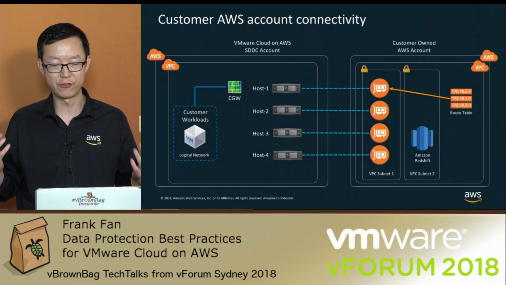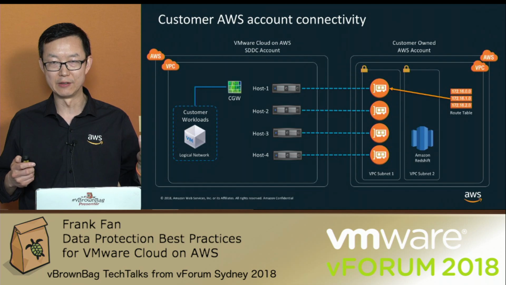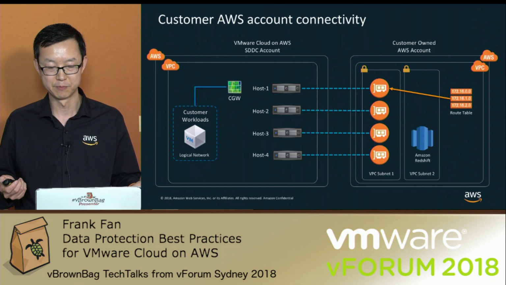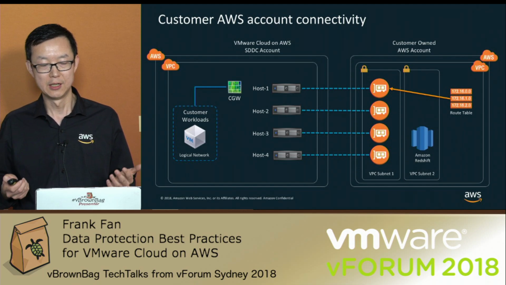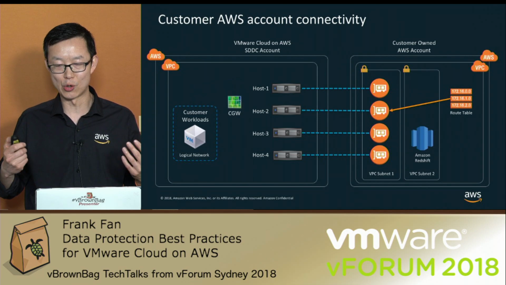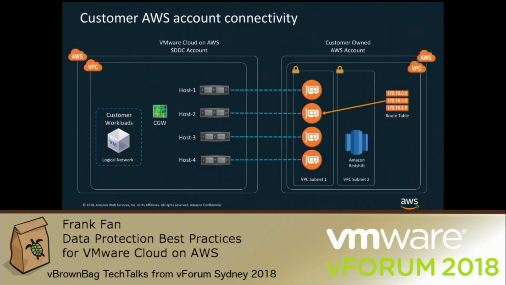But what if you have a failure of the virtual appliance, CGW, or a failure of the hardware? VMware will start another CGW on the second host, and then automatically update the routing table for you. You can still have that connectivity. So it's very transparent for the end user.